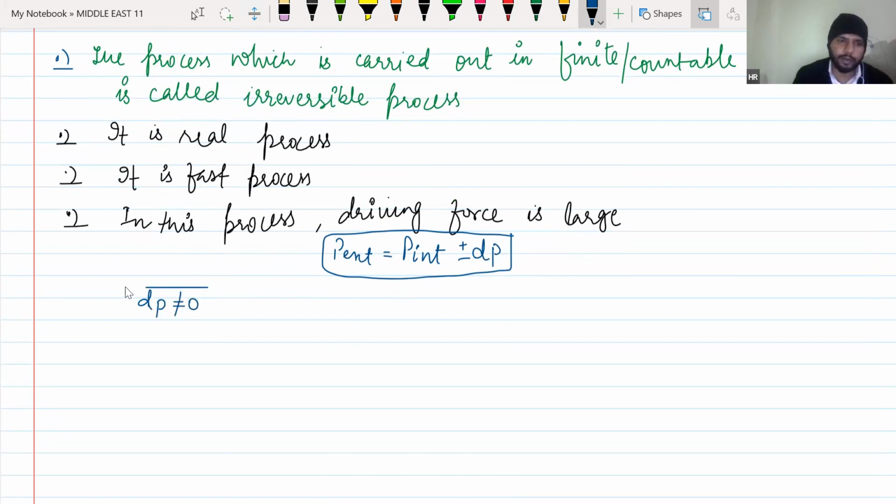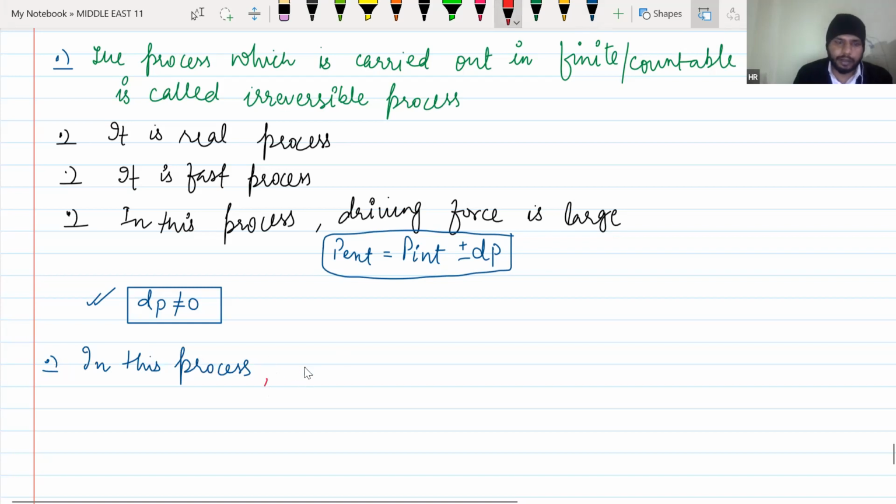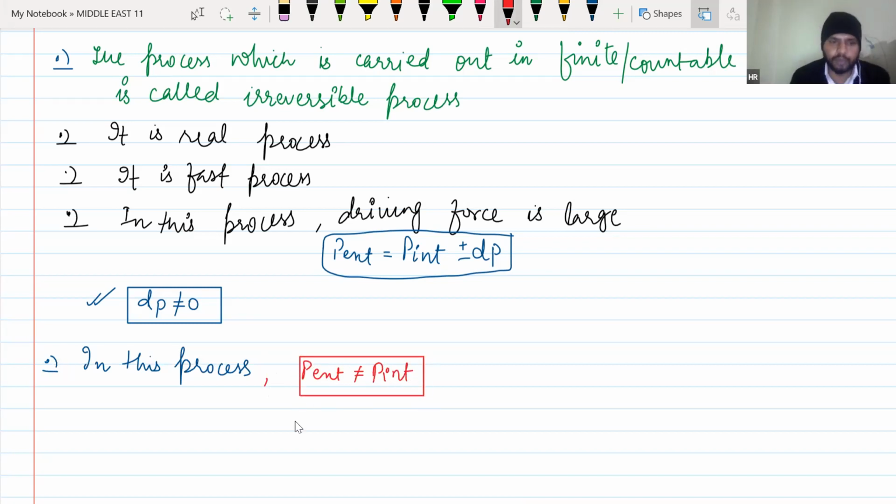And here you cannot write dP equals 0, because driving force is large. That's why dP is not equal to 0. And here is another important point: in the previous process, P external was equal to P internal. In this process, P external is not equal to P internal, because dP is not equal to 0.